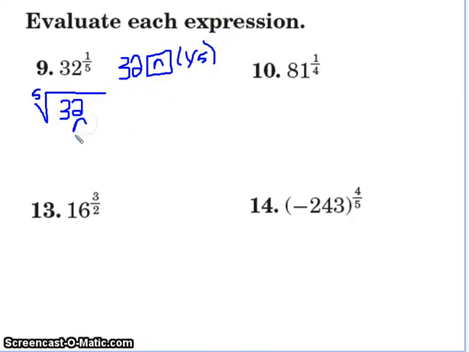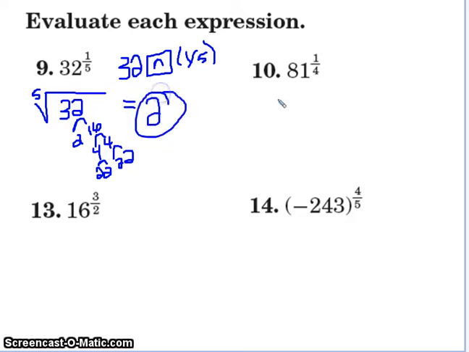Working this out, what we know about 32 is it's 2 times 16. 16 is going to be 4 times 4. And then you're going to have 2 times 2. So you actually have 5 2's. So the 5th root of 32 is going to be equal to 2.